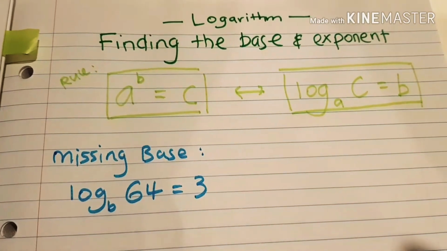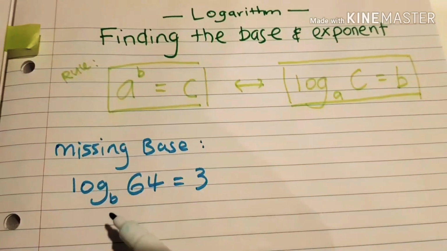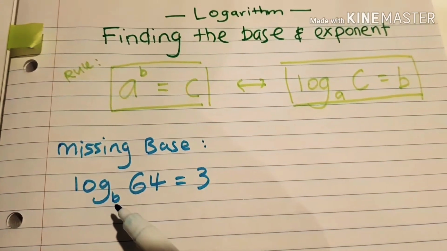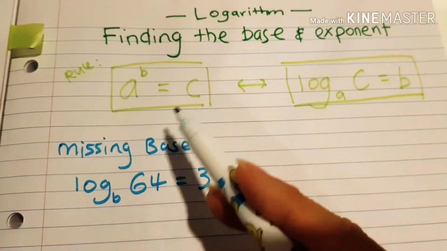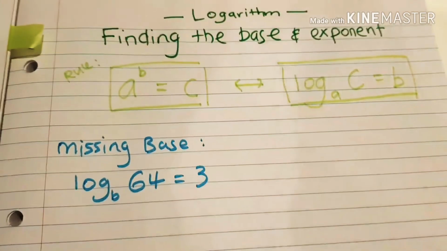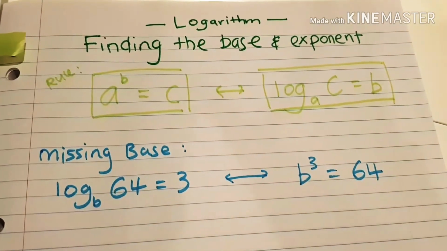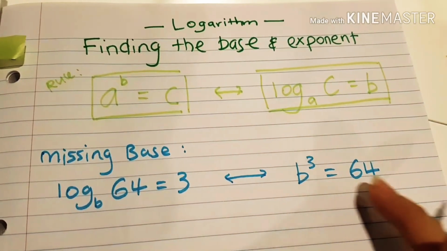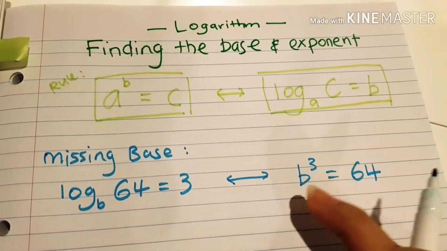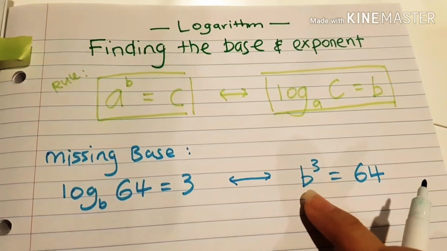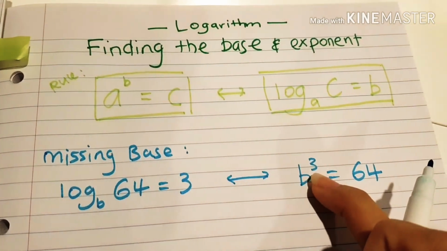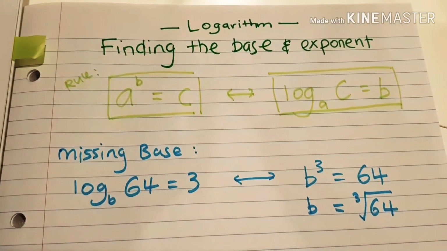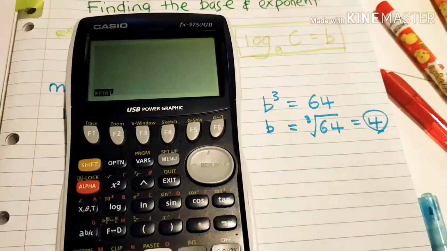Have a look at this question. I need to find the base b. In order to do that, use the rule to convert it back to the exponent rule. Have a go. Yep, that's right. So it's therefore b to the power of 3 equals 64. Now I need to find b. I need to isolate b, so I have to send that 3 to the other side, like this. And the final answer is 4.